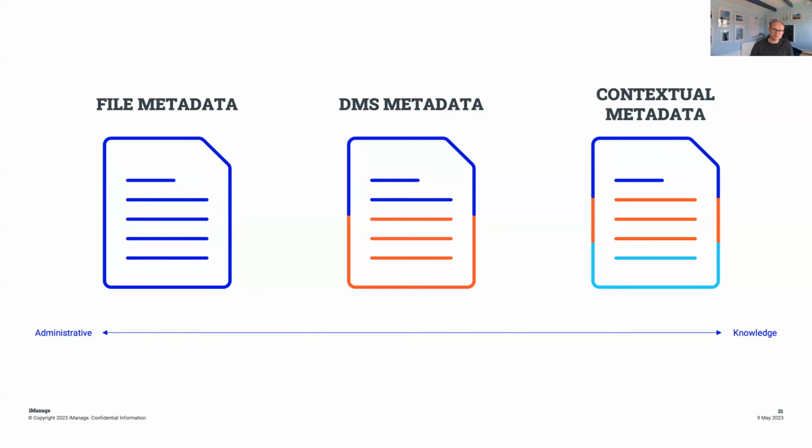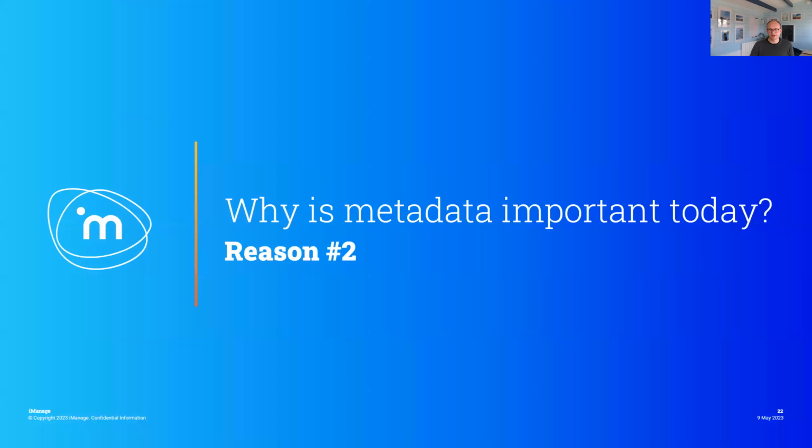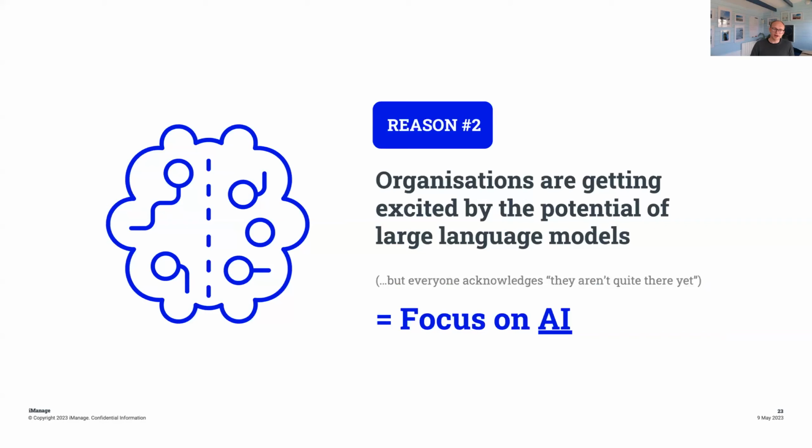So I said there were two reasons why metadata is important to talk about right now. The first was knowledge management, and the second is artificial intelligence. So let's talk about that right now. We have all seen those snippets of ChatGPT that are flying around social media and everywhere on the internet. And it's safe to say that organizations are getting very excited by the potential of large language models. However, everyone acknowledges that they aren't quite there yet.